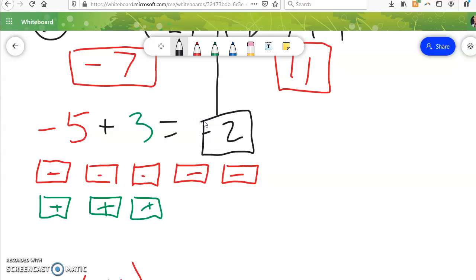Now, we want to get you to kind of visualize this in different ways if you need to. So if you're struggling with that right away, they're going to show you these blocks in Edgenuity. And so you can drag these blocks onto the screen. And so -5, each one of these negative tiles represents 1. So -5 is shown like this, -1, 2, 3, 4, 5. So there's 5 of them. And then +3 is shown with these 3 tiles, 1, 2, 3.